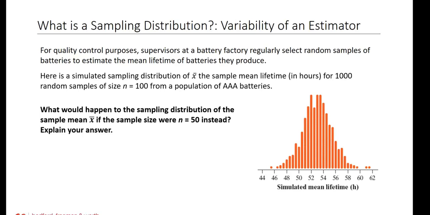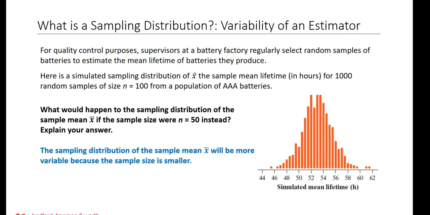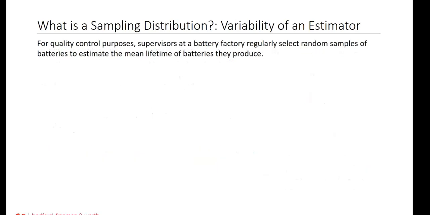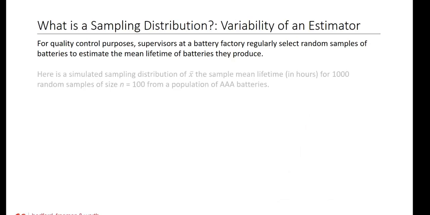What would happen to the sampling distribution if the sample size were changed from n equals 100 to n equals 50? So what's going to happen? It's going to have more variation. Well, n equals 50 is not as good. It's going to have more variation there. It will be much more variable than with the larger sample size, because the sample size is smaller. I didn't show a picture, but it would definitely look different.